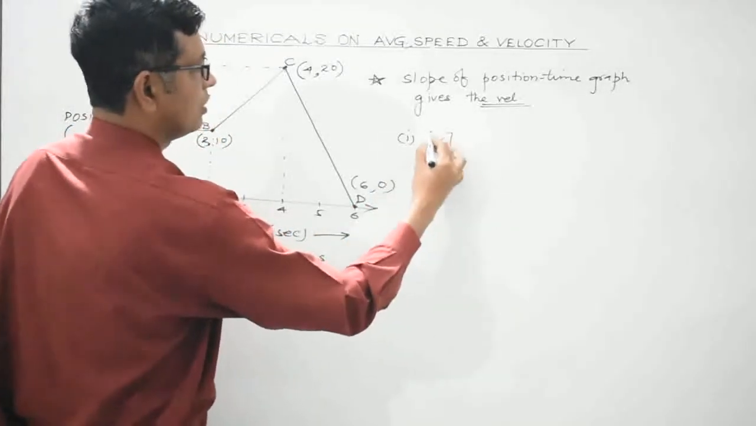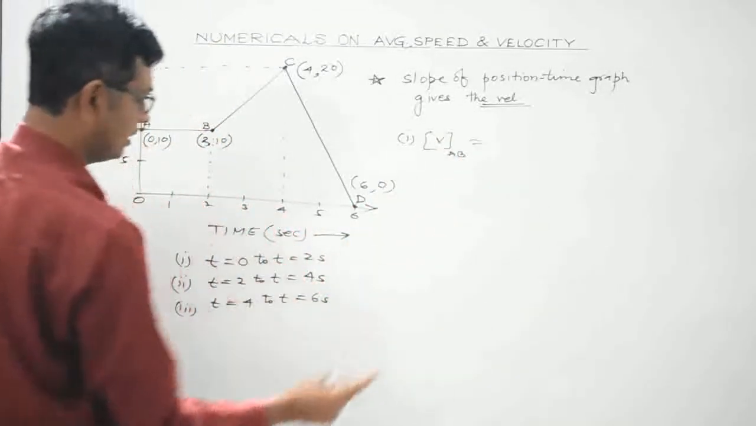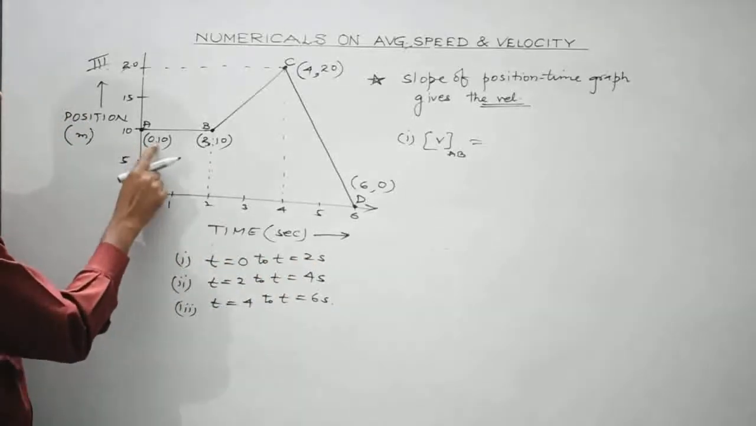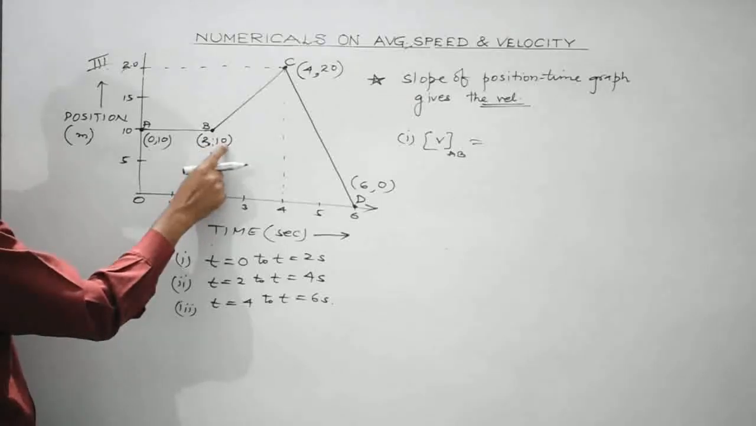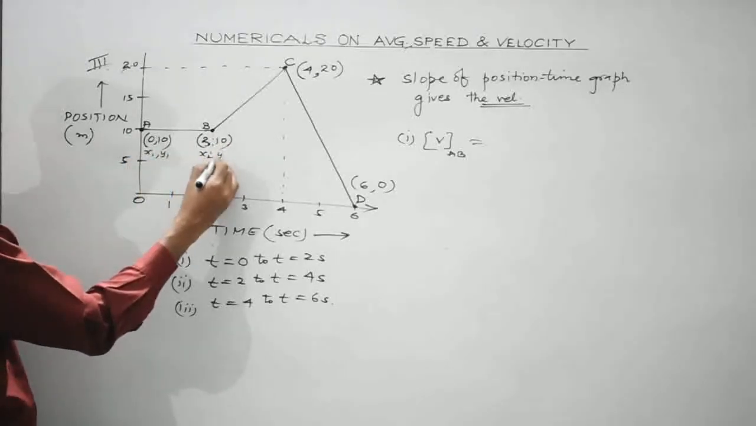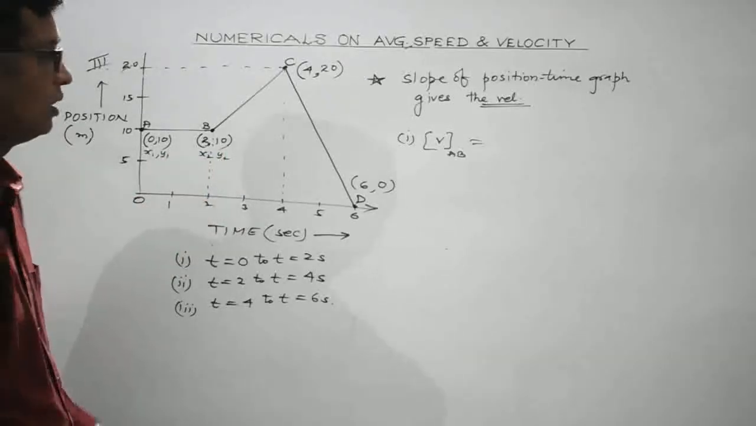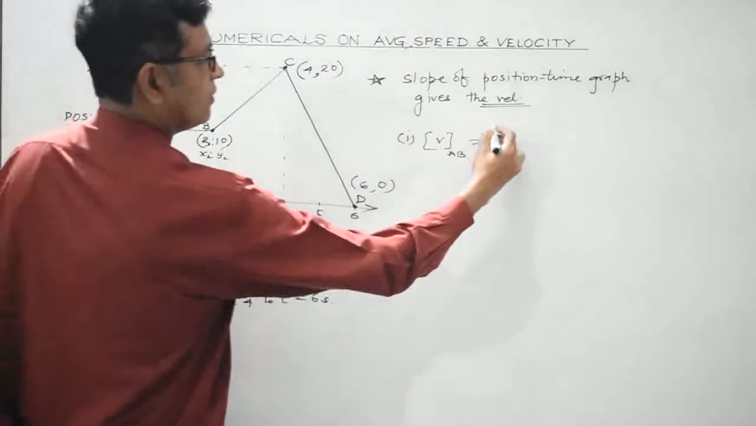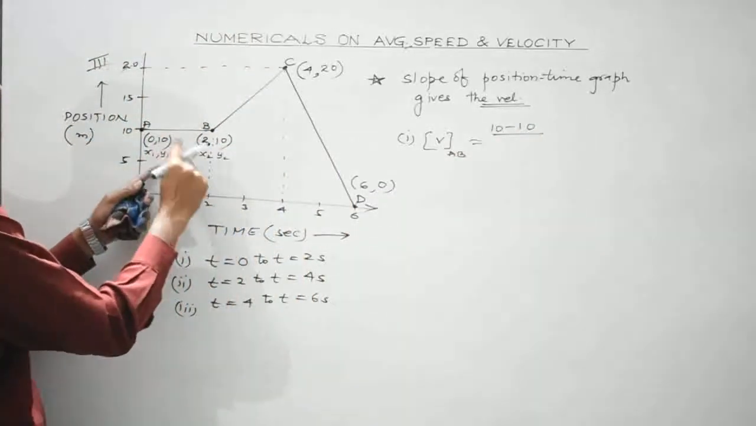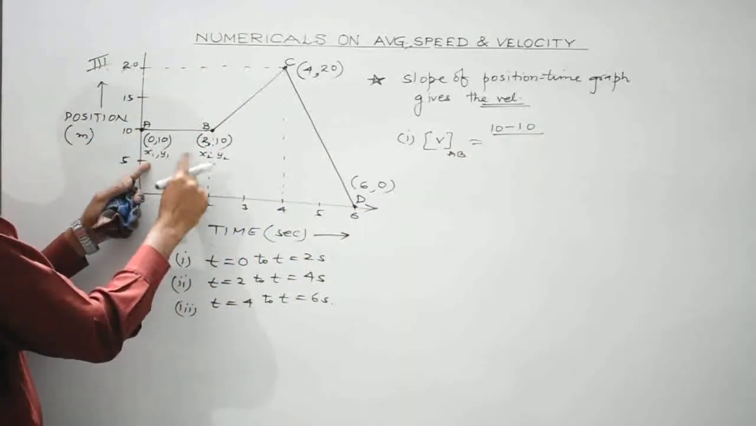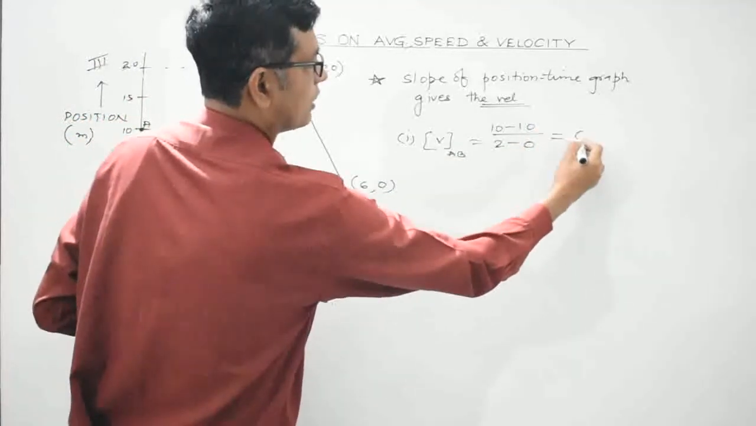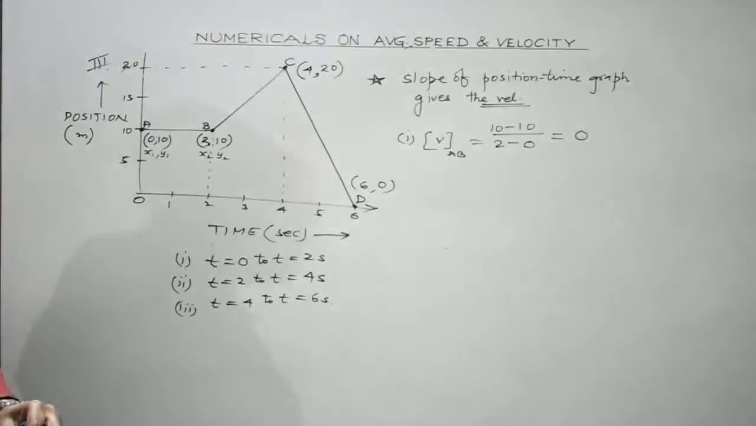The velocity of the body from A to B, that is from t equals 0 to t equals 2 seconds, right? Consider it to be x1 y1, consider it to be x2 y2. What's the formula for this slope? y2 minus y1, 10 minus 10 divided by x2 minus x1, that is 2 minus 0. So if numerator is 0, it will become 0, right?